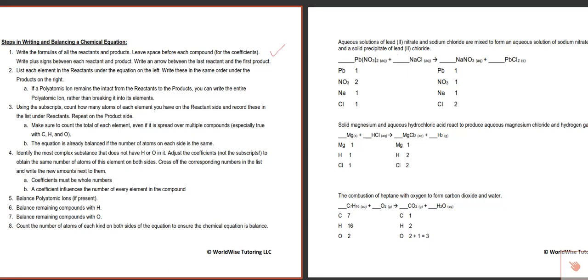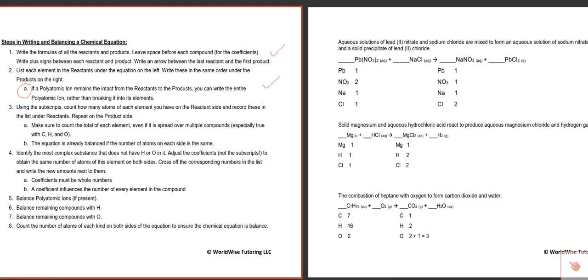Step number 2, we're going to list all the elements that are in the reactants on the left, and write those in the same order under the products on the right. There is a shortcut to this. If you do see a polyatomic ion, like I do here with nitrate, that does not change from the reactants to the product. That is, it remains intact as NO3. I can do a shortcut and just write NO3 rather than breaking it up into nitrogen and oxygen. That's what step 2 is.